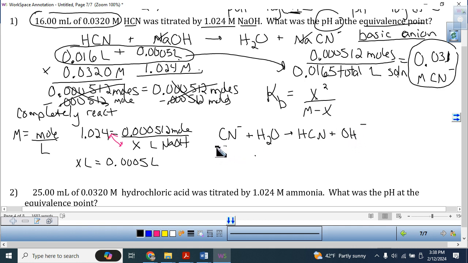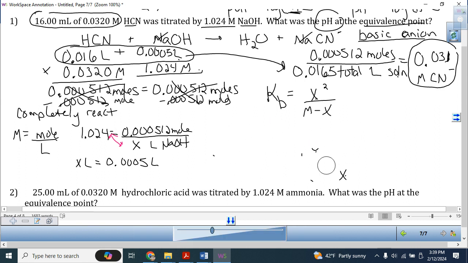Okay, so this would be our CN minus molarity. This is water, and this is minus X. These are products, so they're 0 plus X. So this is X at equilibrium. This is X at equilibrium, and that's how we get this right here. So Kb equals products X times X, so X squared, over the molarity minus the X. And in this case, the molarity is 0.031. So this is what my ICE table would look like.